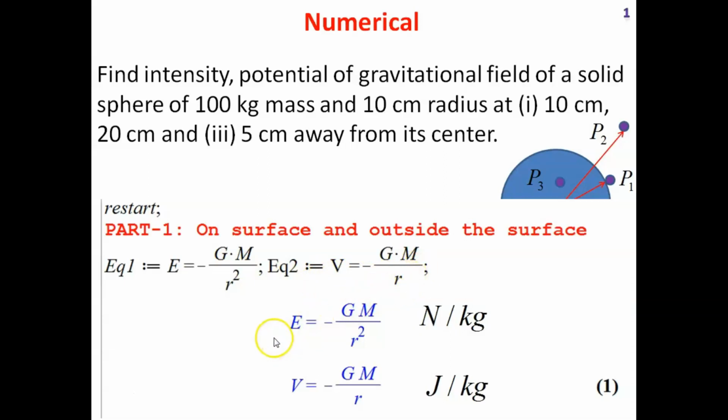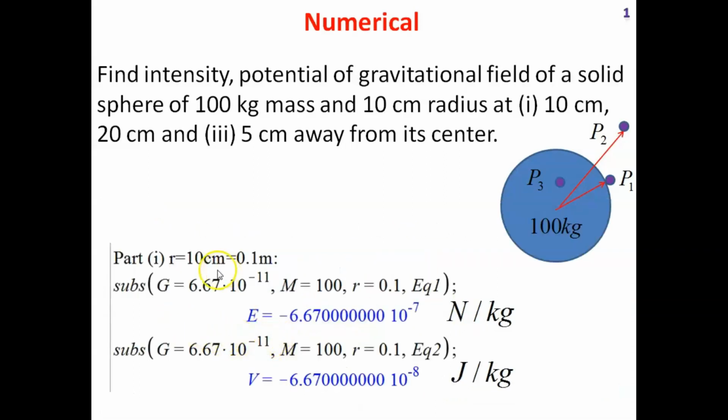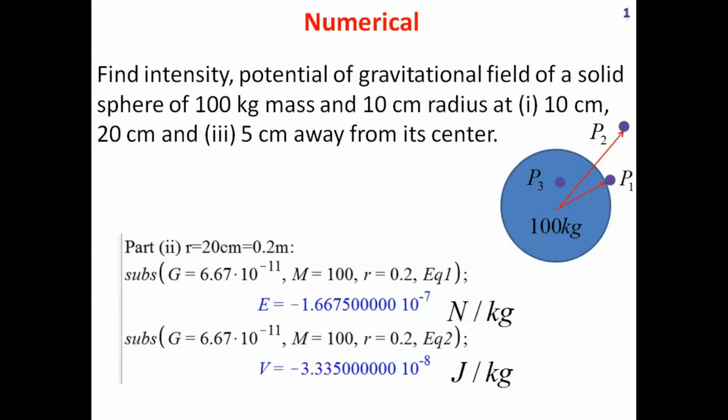And when you substitute the values after proper conversion, we obtain E is equal to minus 6.67 into 10 power minus 7, and V is equal to minus 6.67 into 10 power minus 8 joule per kg. Similarly, at R equal to 20 centimeters, it will be 0.2 meters, and the value of field intensity and potential appears on the screen.